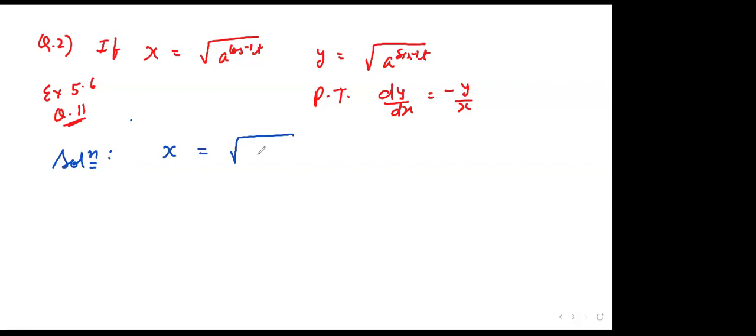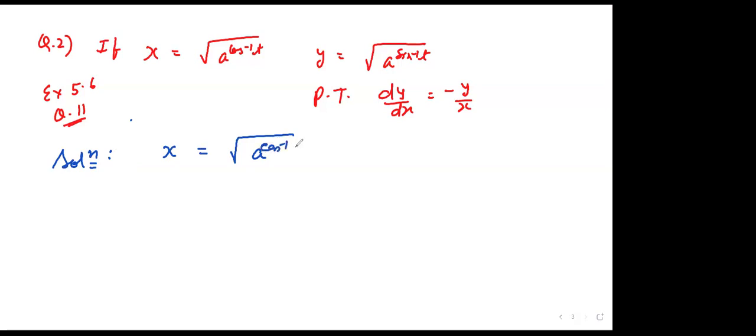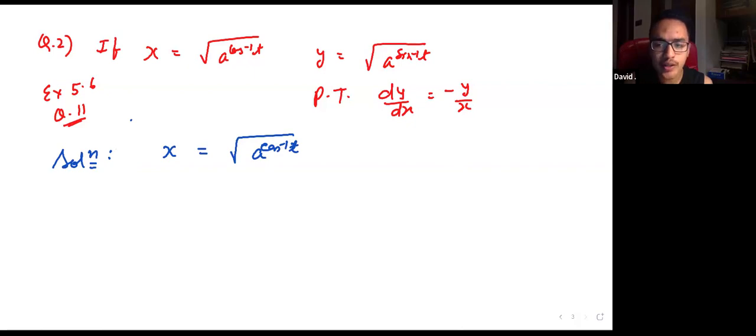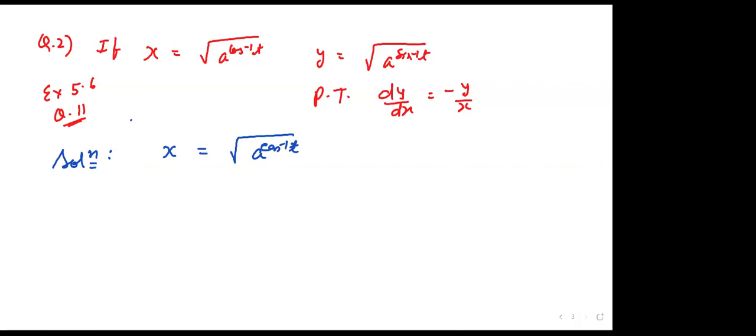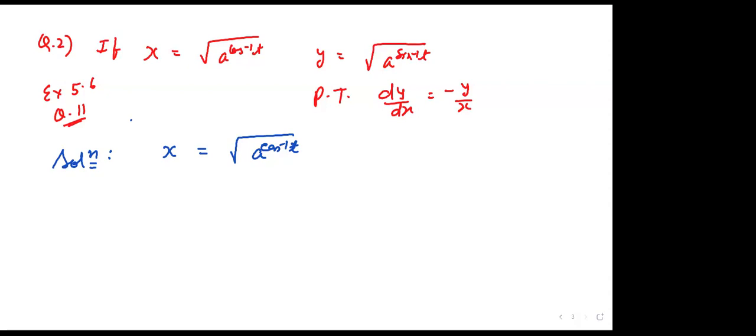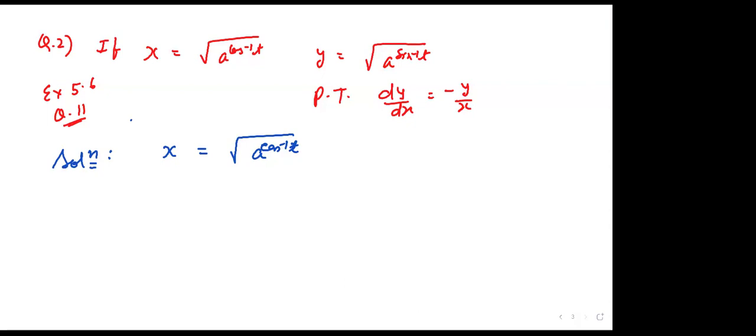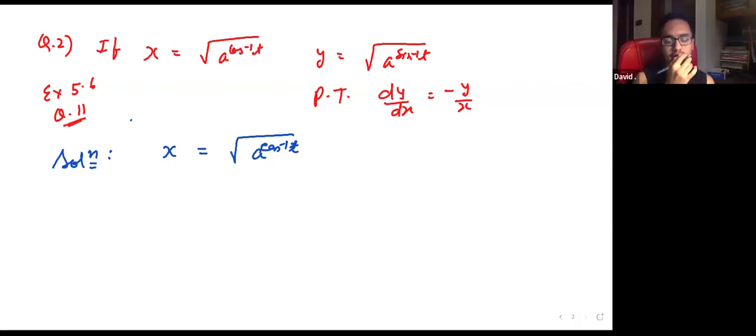We have x equals a to the power cos inverse t, and y equals a to the power sine inverse t. How will you proceed in the first question? We have to bring cos out from the power. How will you bring it out? Do a square of it first and then divide by root. No, you cannot divide until and unless a square root is there.